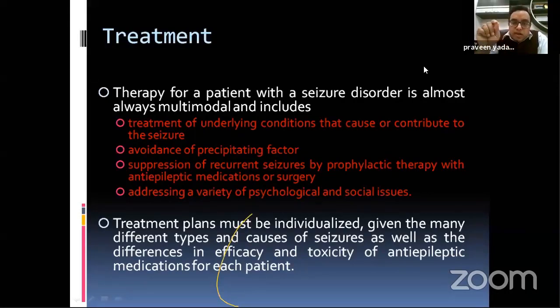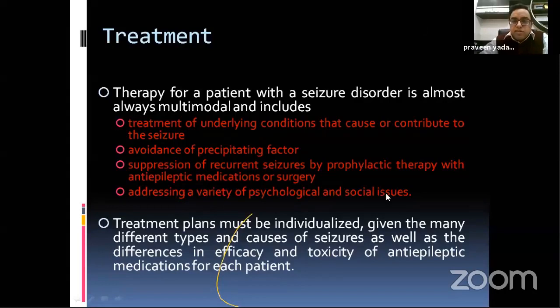Then you treat with anti-epileptic medication to prevent the seizures, and you avoid the precipitating cause. So you have to guide them regarding lifestyle measures: avoid late nights, take the medication properly, and avoid seizurogenic medications and all those things. Most of these epilepsy patients will have depression, anxiety, and a lot of other social issues. So that also has to be taken care of. All of this as a wholesome approach will give proper treatment to the epileptic patient.